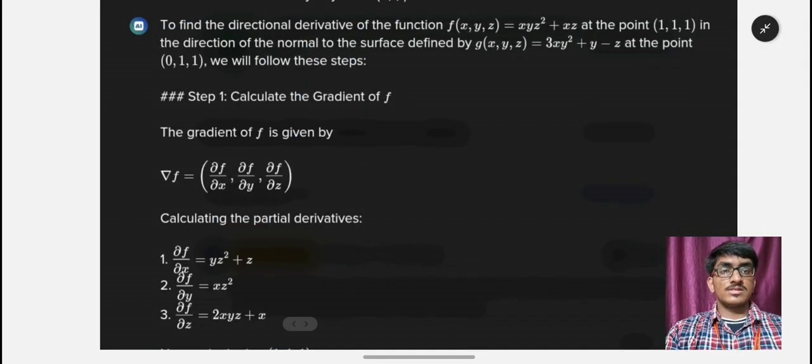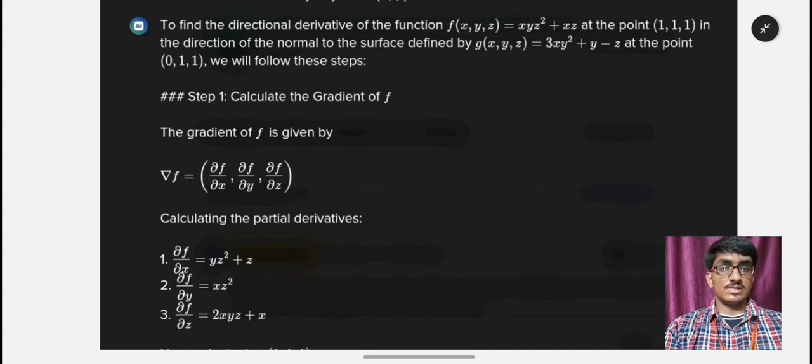To find the directional derivative of the function f of x, y, z equals xyz squared plus xz at the point 1, 1, 1 in the direction of the normal to the surface defined by g of x, y, z equals 3xy squared plus y minus z at the point 0, 1, 1. To solve this question, we have to follow several steps. Step 1: calculate the gradient of f.